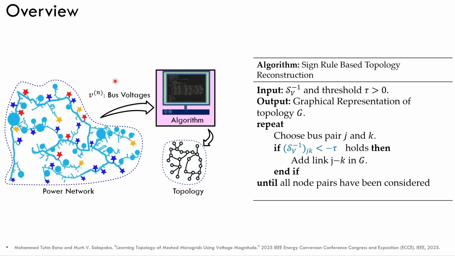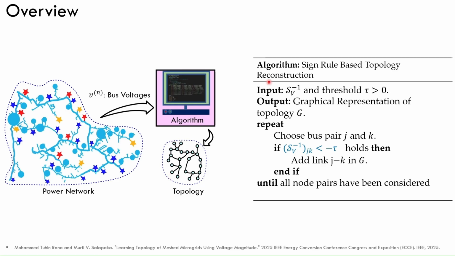Here is a brief overview of the topology reconstruction methodology. Assume a power system operating in real time and voltage magnitudes at different buses of the network are being measured and sent to an algorithm. The algorithm then uses the voltage magnitudes to reconstruct the connectivity structure among the different buses of the network.